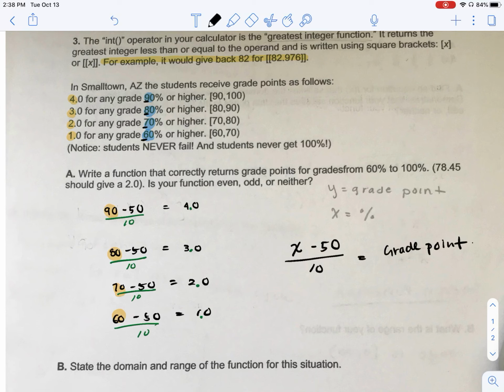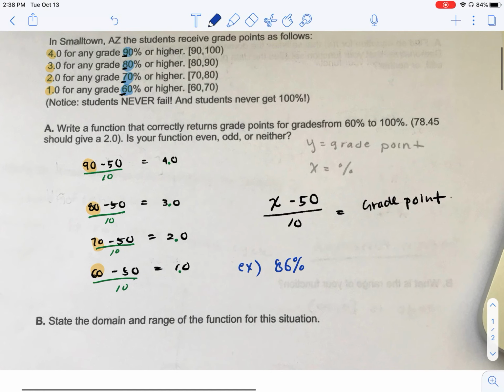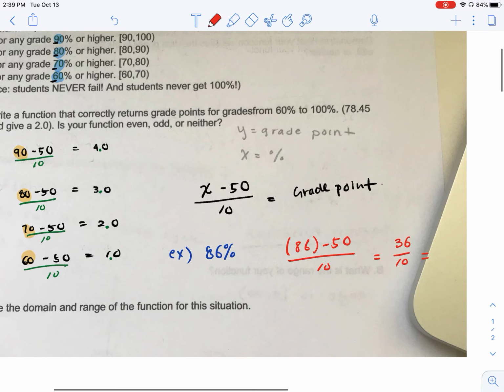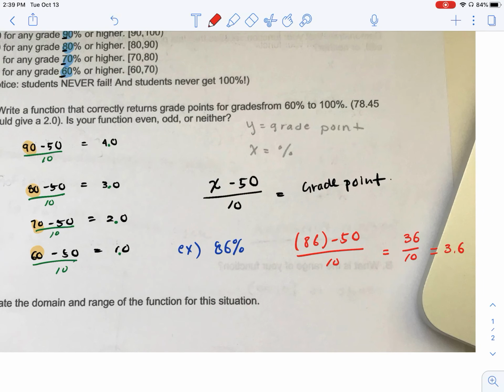Okay, so let's try it. If we were in class, I would ask you to give me a percentage, but I'm going to think of a random percentage. So let's say our example is 86%. Per this question, if a student got an 86% in a class, they would get 3 points for that class. So if I plugged in 86 into this equation, 86 minus 50 divided by 10, you'll see that I get 36 divided by 10 equals 3.6. So if I made this my final answer, it gives me 3.6.